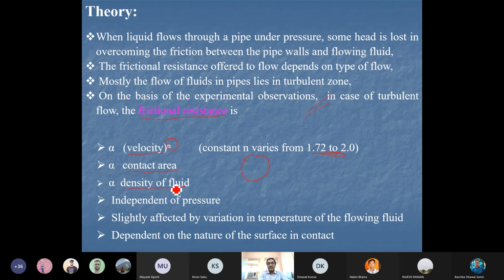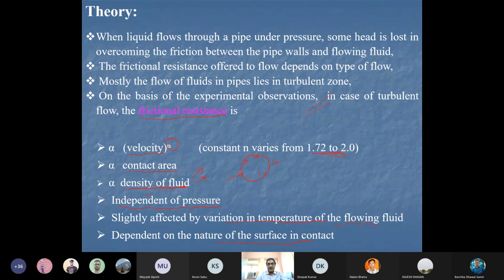Also, the characteristics of the fluid, that is density. Here we are using water, but for any fluid having different characteristics than water, density will affect the flow condition. It's independent of pressure, no matter at what pressure it is flowing. It is slightly affected by variation in the temperature of the flowing fluid, which affects the friction or viscosity condition. It also depends on the nature of the contact surface, whether it is smooth or rough.